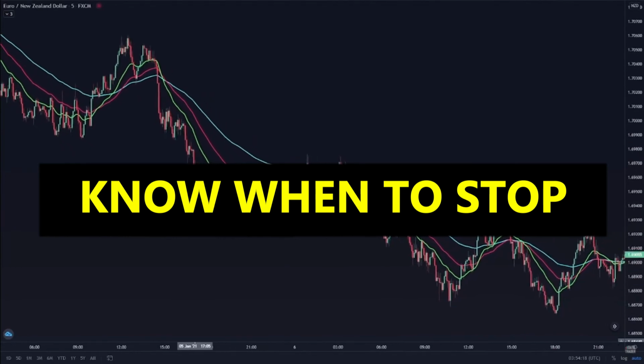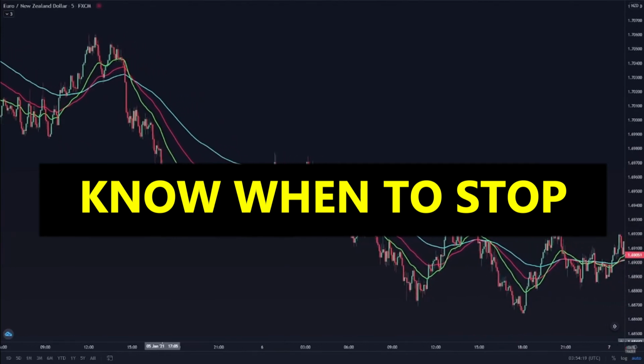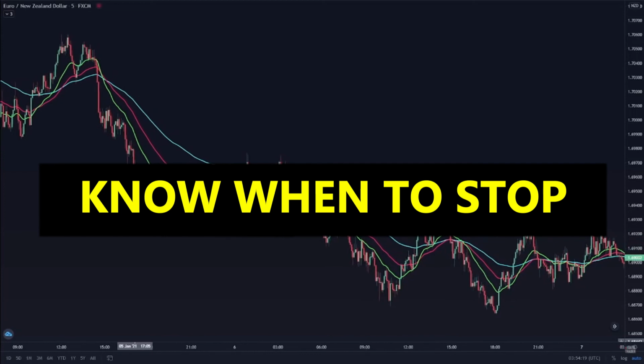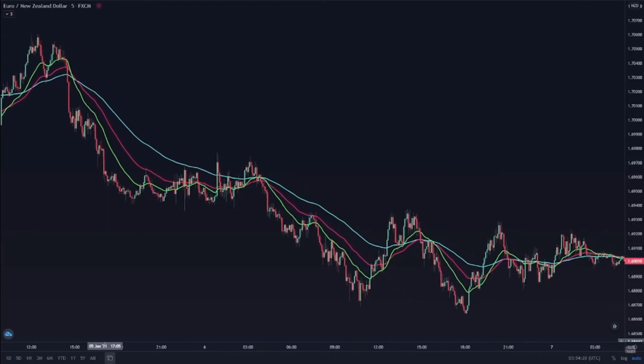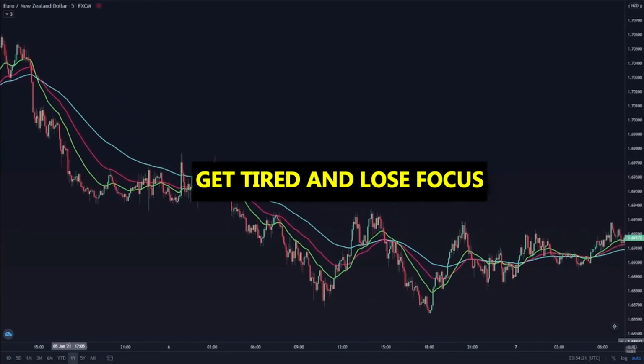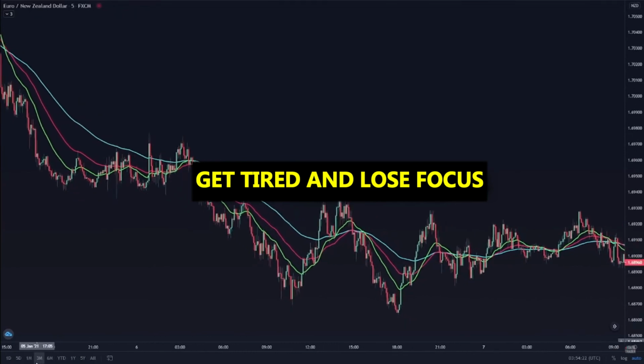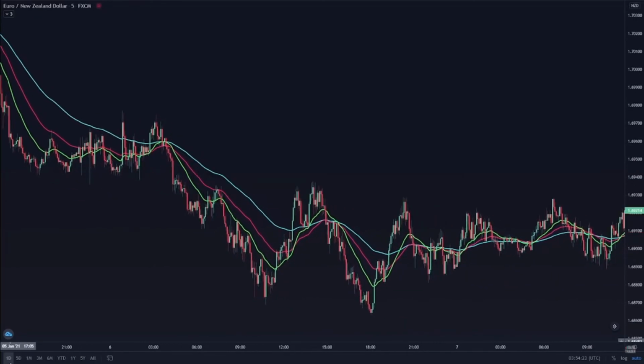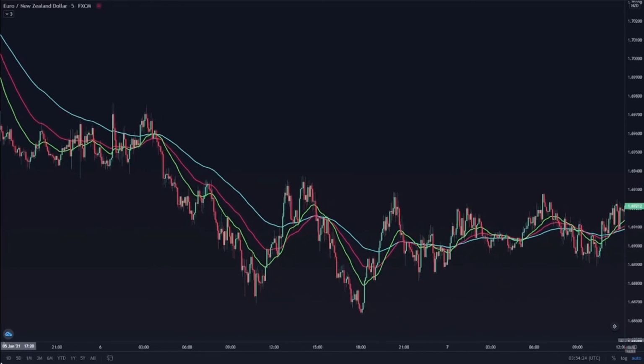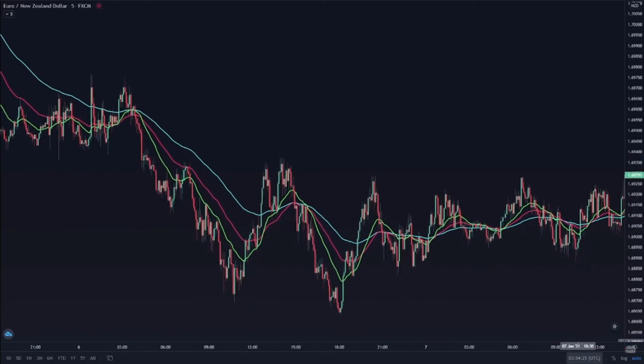The third tip is knowing when to stop trading. When you're scalping, you can easily find yourself trading for hours and hours, and over time, you will get tired and lose focus. So, it's very important to know when to take a break. You don't have to worry about missing entry signals, because there will always be other opportunities in the market.